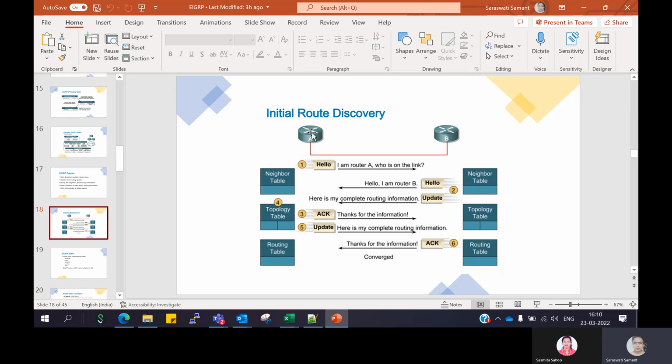So the moment you configure EIGRP on both routers, it will first send the hello packet: I'm router A, who is on the link. It will acknowledge: hello, I'm router B. So it will update: here is my complete routing information. It will acknowledge and share its routing information. It will acknowledge: thanks for the information, check out my routing info. And it will acknowledge, and that's how the convergence will happen.